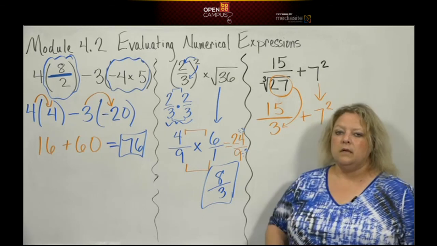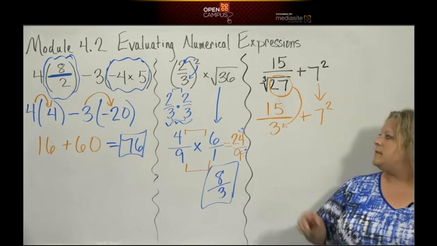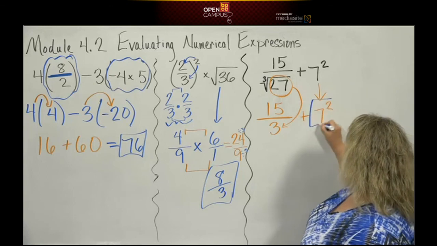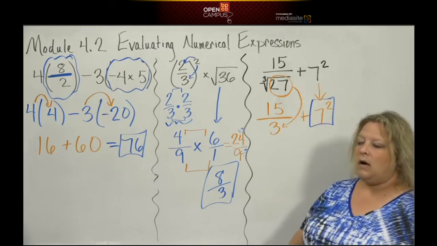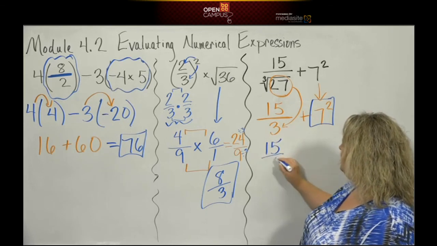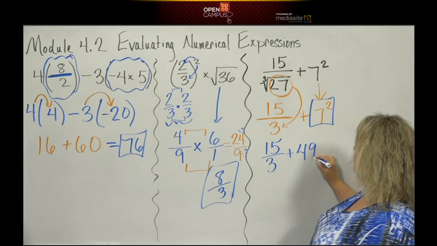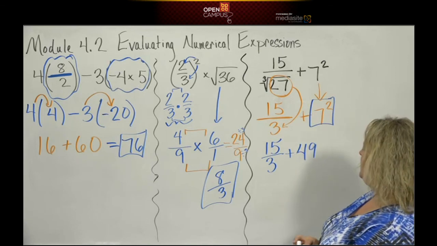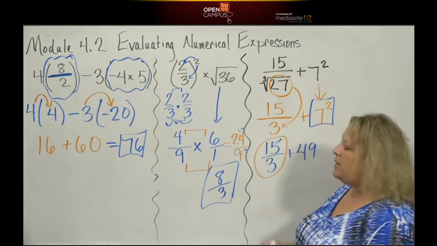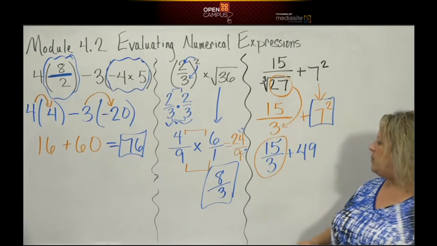Now, that was our grouping symbol. So the next thing would be exponents. Over here I have an exponent, 7 to the second power. What is 7 to the second power? All right, that means 49. So I'm going to bring this down, 15 divided by 3 plus 49. Okay? So now the last thing we have to do is work this part out, because division is one of the last steps when we're working these problems.